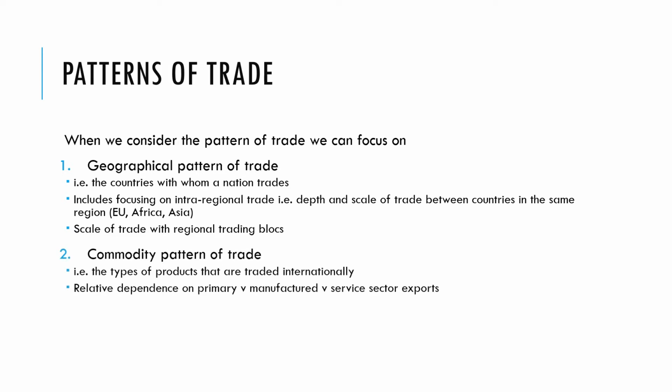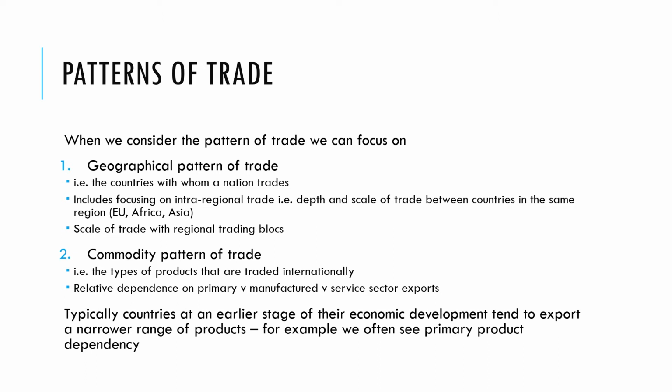We can also look at trade in terms of what countries trade. So we can look at the types of products that are traded internationally. Are these primary sector products, manufactured products, or maybe dominated more by service sector exports? Typically, countries at an earlier stage of their economic development tend to export a narrow range of products, and they often focus more on primary sector products like commodities, and we often call that primary product dependency.